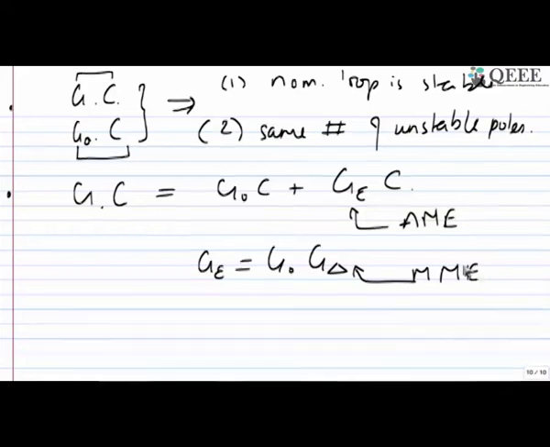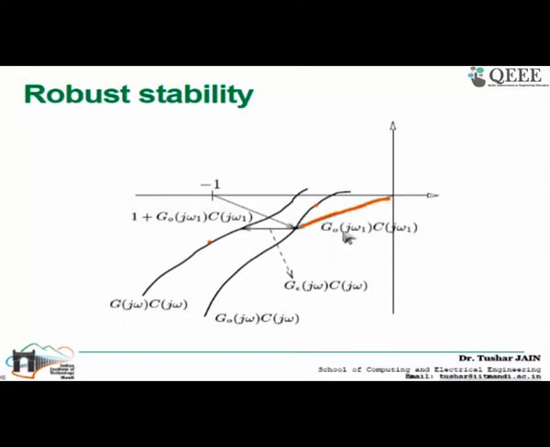Now we go once again to the figure and use the Nyquist stability condition. See, this phasor is G naught C, and this phasor is -1, right? So this phasor would become what? 1 plus G naught C. Let's see once again. Okay, so this is one phasor which I know.